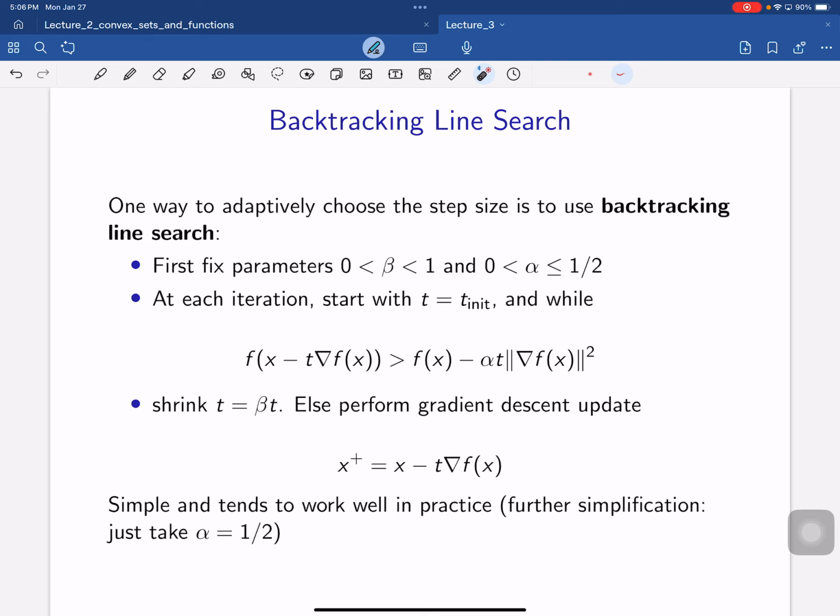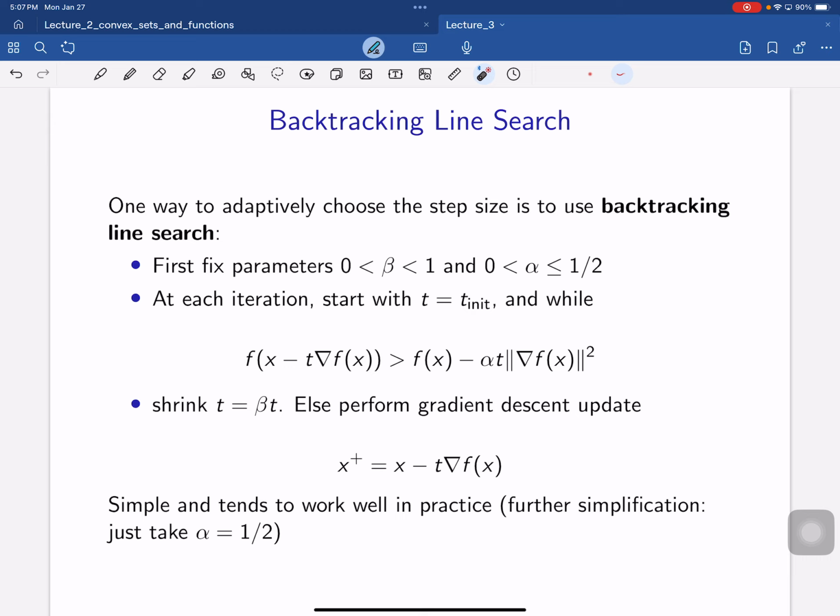So here, you first pick some hyperparameters, alpha and beta. I will explain what alpha and beta mean later on. At each iteration, you start with a given step size, and while this condition is true, this condition may look confusing in the first place. Let's try to interpret this condition a little bit. Here, t is the step size, and this is a gradient direction.